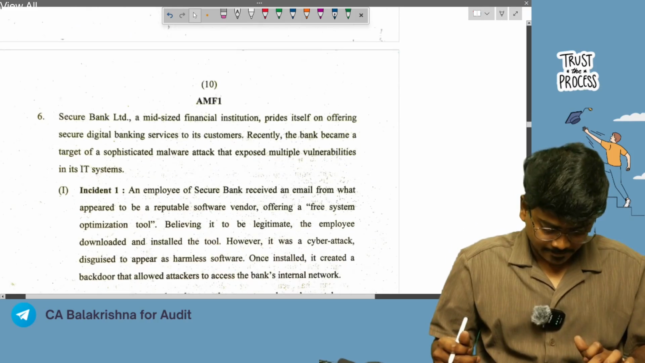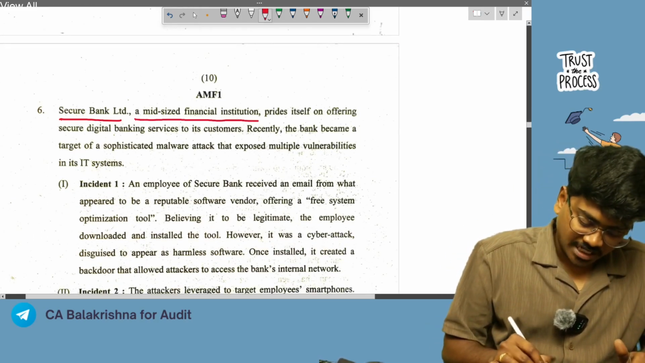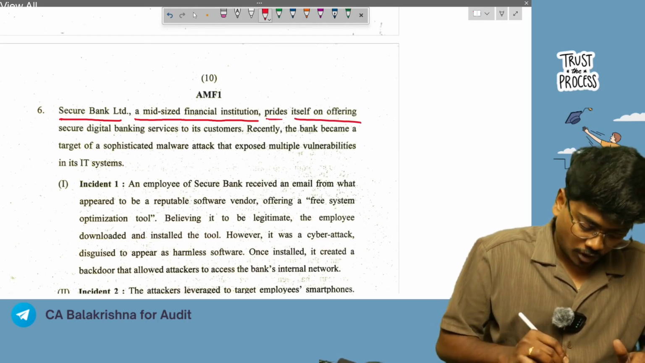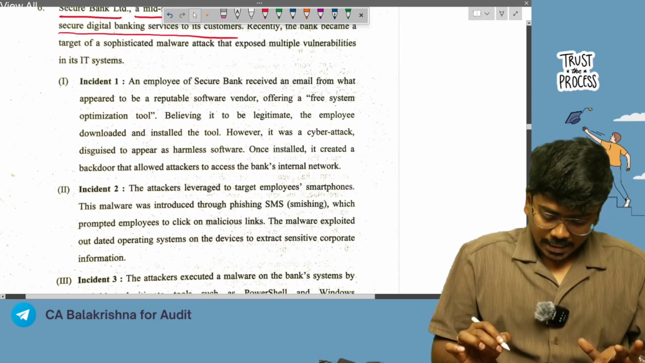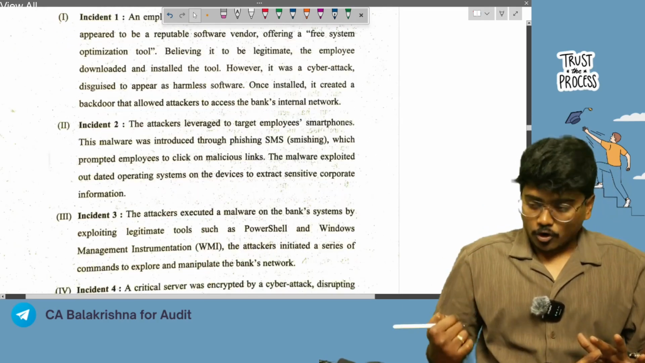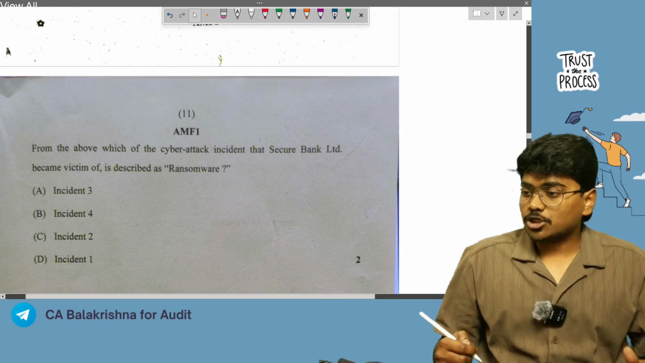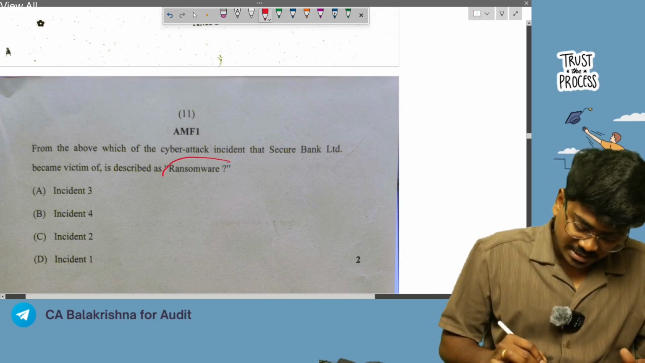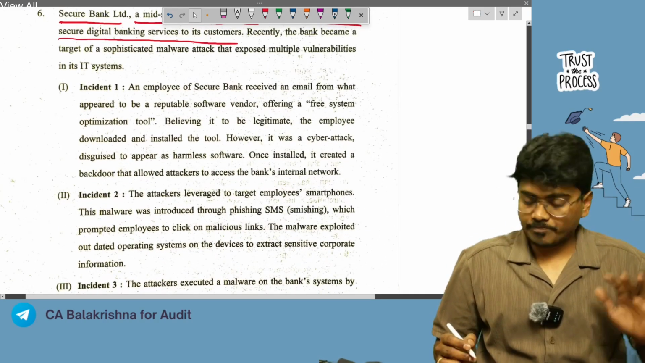Next, sixth MCQ. Secure Bank Limited, a mid-sized financial institution, prides itself on offering secure digital banking services. In this bank, the following four incidents have occurred, and of the four incidents, you need to identify which incident will be known as ransomware attack. Let us see. Incident 1.